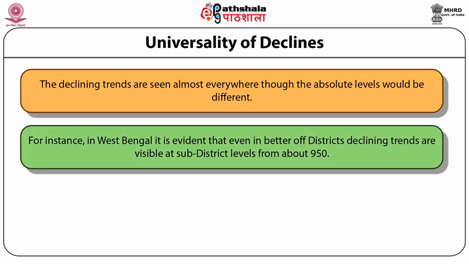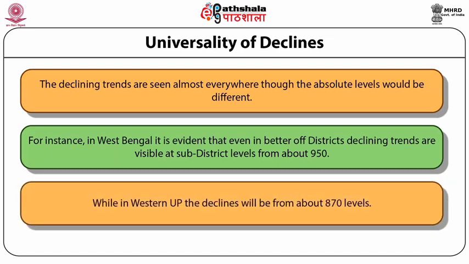When you go to West Bengal, we are seeing some changes at the district level, but at the sub-district level we are seeing even sharper declines. In Western UP, we have to look at levels between 820 and 870 in the more severely affected areas, while in Eastern UP, the better-off areas are also dropping.